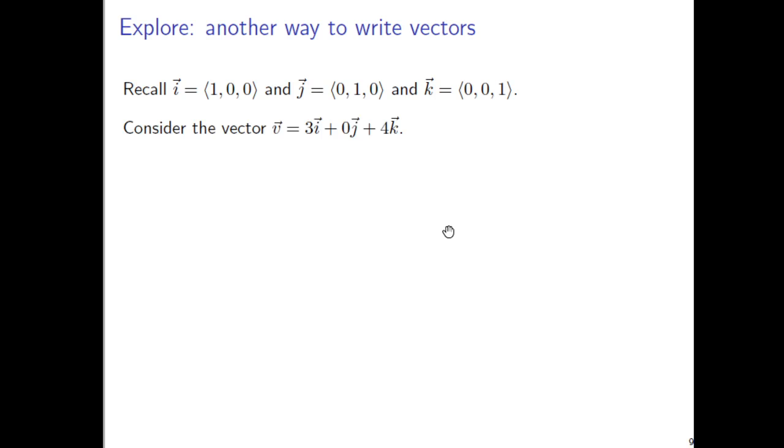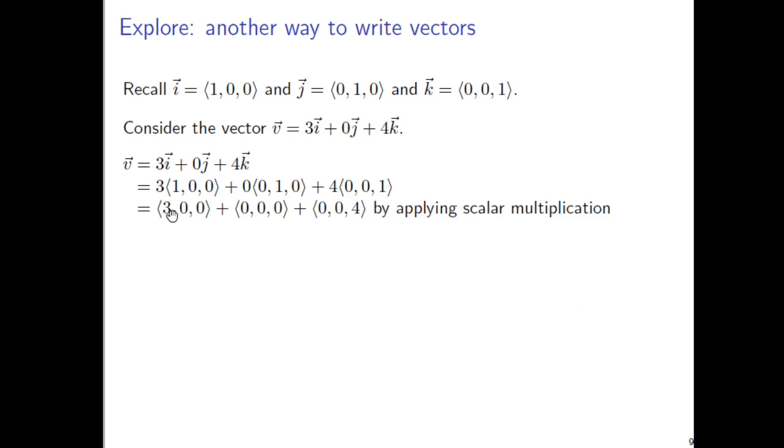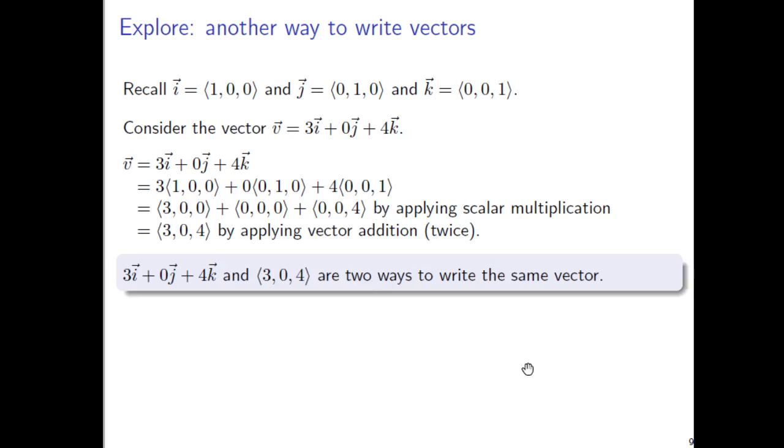So let's look at the vector v defined to be 3i plus 0j plus 4k. Notice everywhere that there are arrows, those arrows need to be there. If we replace the i, j, k with the way they're defined, then we can do our scalar multiplications. So I multiply that 3 in, 3 times 1, 3 times 0, 3 times 0, and so forth. Then let's do our vector addition. We add component-wise, and we should get ⟨3, 0, 4⟩.